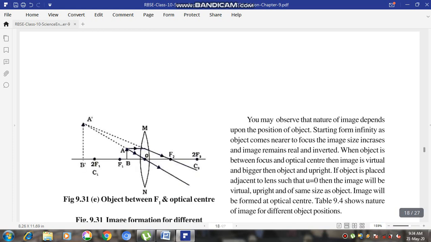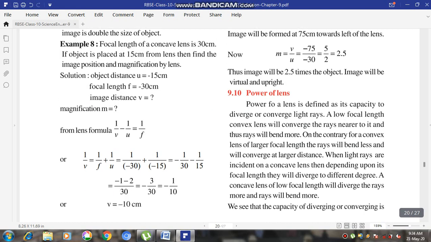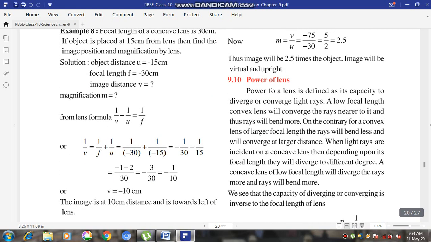So dispersion of light is also similar to the Raman spectra, which happened in 1928 by Dr. C.V. Raman. So next topic is power of lens. What is the power of lens?